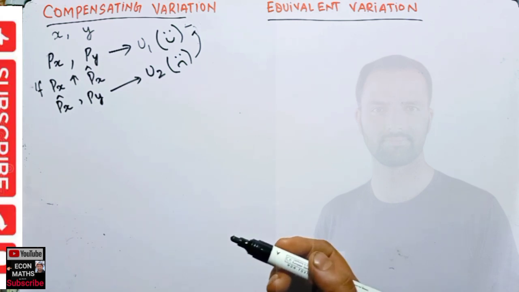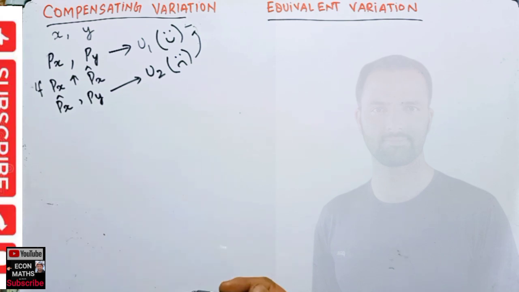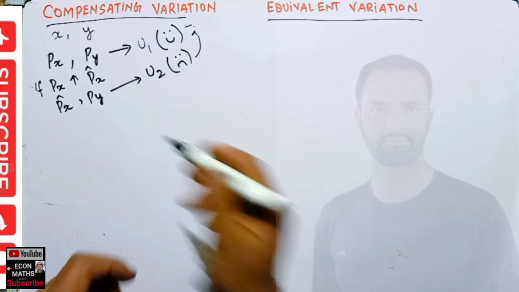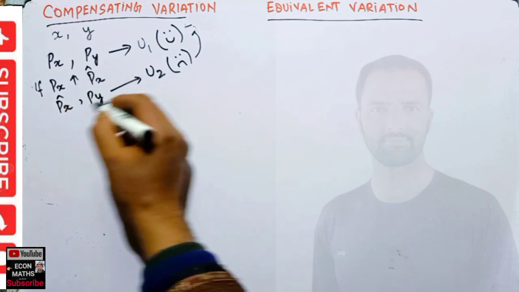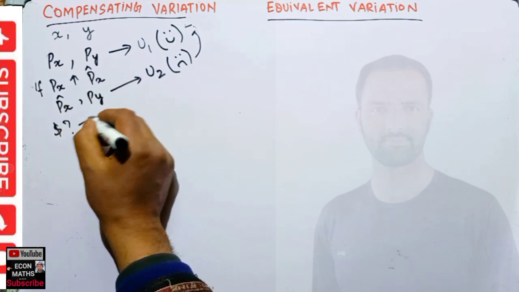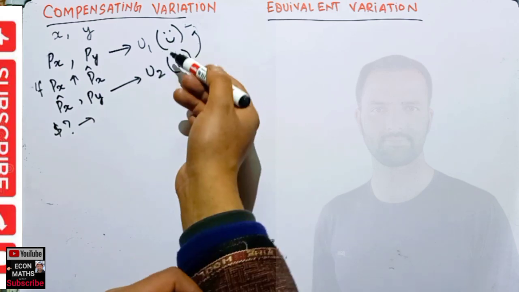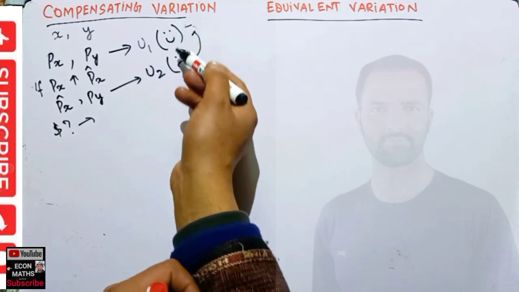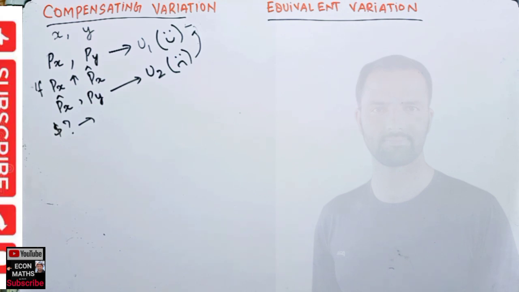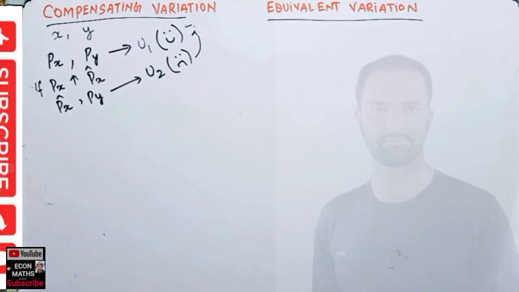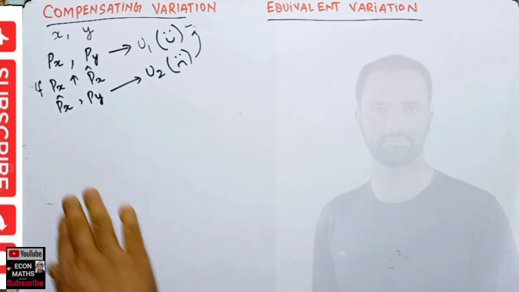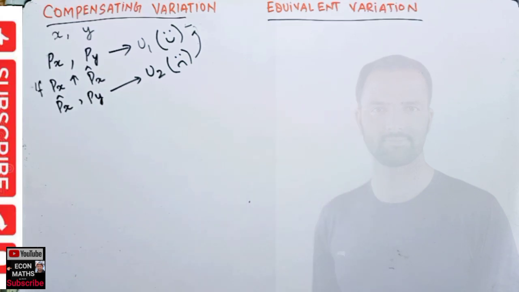I can write it here also, but there is no space available, so let me repeat it again. Compensating variation tells us, after the price of X has increased to Px hat, how much money we need to give to the consumer so that he feels as satisfied as he was earlier. Now let us write an example to see more of the interpretation of this.